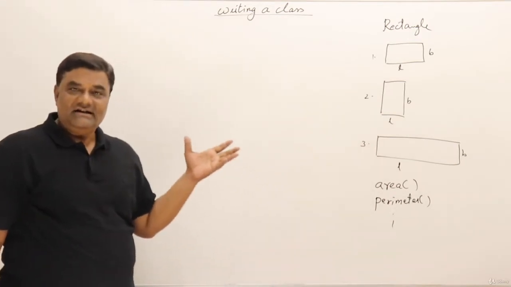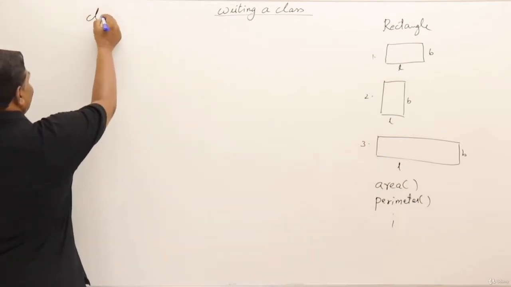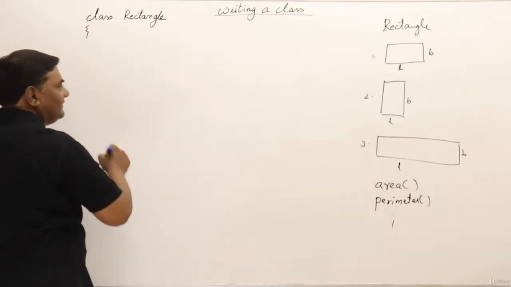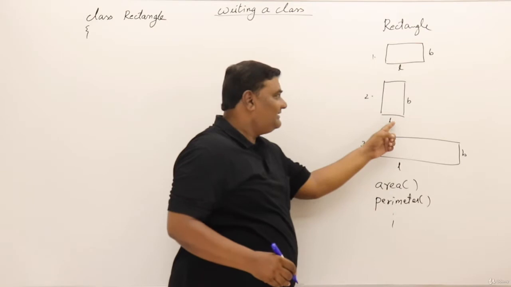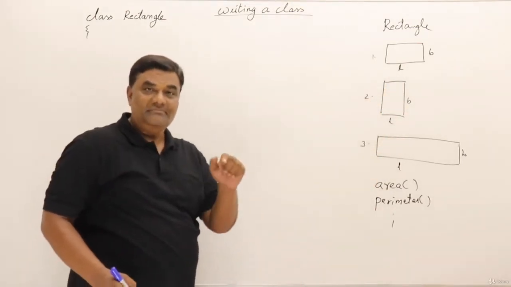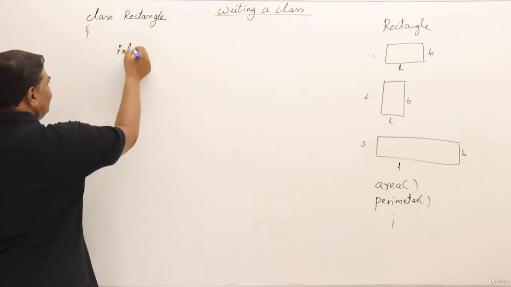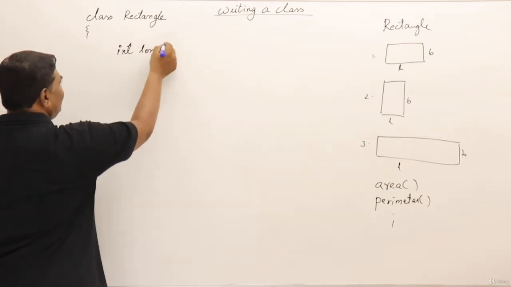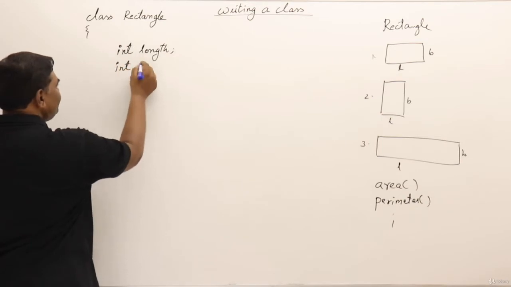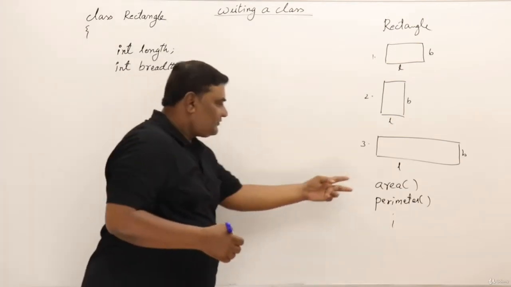So let us define a class for rectangle. I'll start writing a class. Class rectangle. Then what are its properties? Length and breadth are the properties, attributes. So we make them data members. I will take them of type integer only. Integer length is one data member, and integer breadth on the next line. These are two data members.